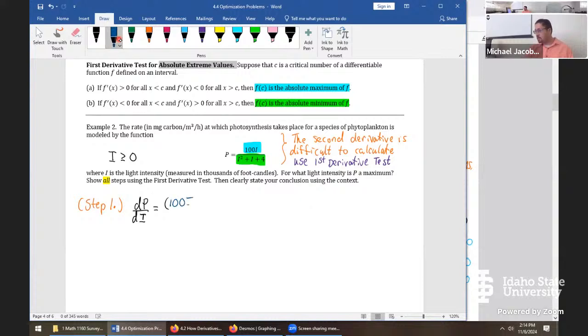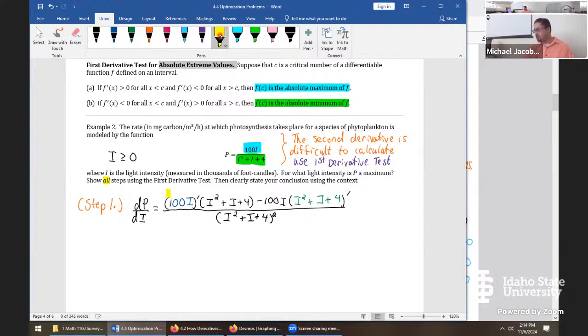100I prime, so we're differentiating the numerator, multiplied by I squared plus I plus 4, subtract 100I multiplied by I squared plus I plus 4, prime on there, just to not forget that we have to differentiate that one. And that fraction bar got longer than I would have expected. Denominator is I squared plus I plus 4 to the second power. So that's our first derivative. Now we're just running through the quotient rule.